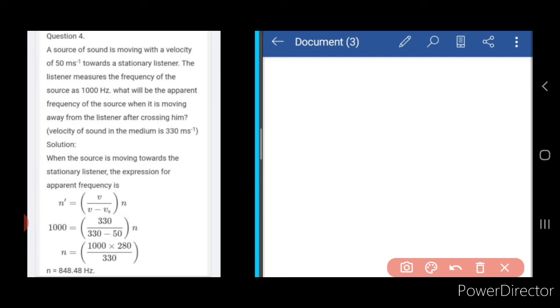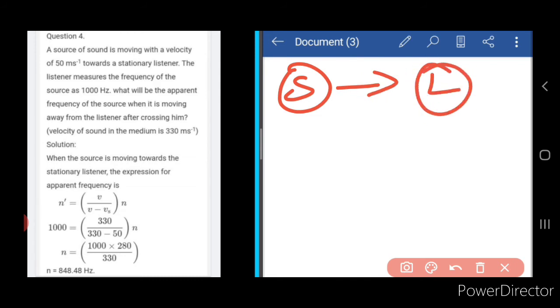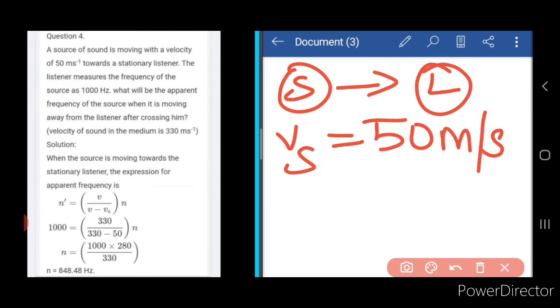So here the source is moving towards the listener, right? So the formula will be the same as that we have used in question number 3. Now what is given? What are the other data that is given? The velocity of the source, that is Vs, is given as 50 meter per second.